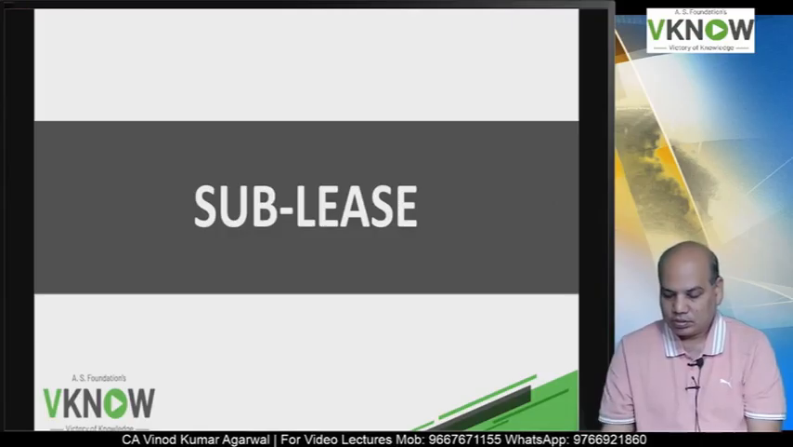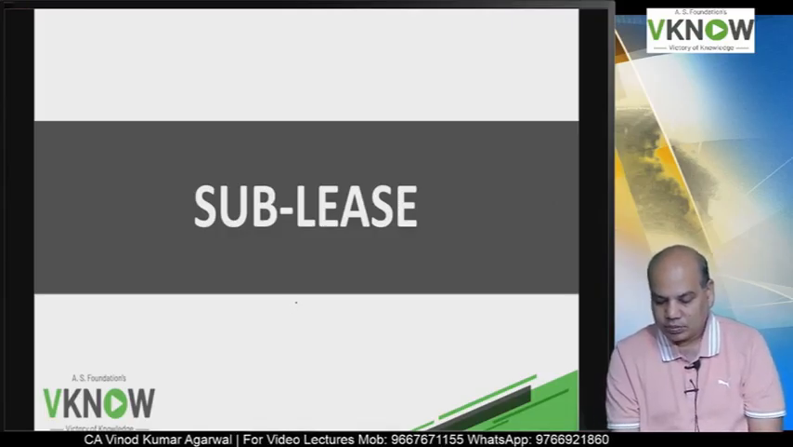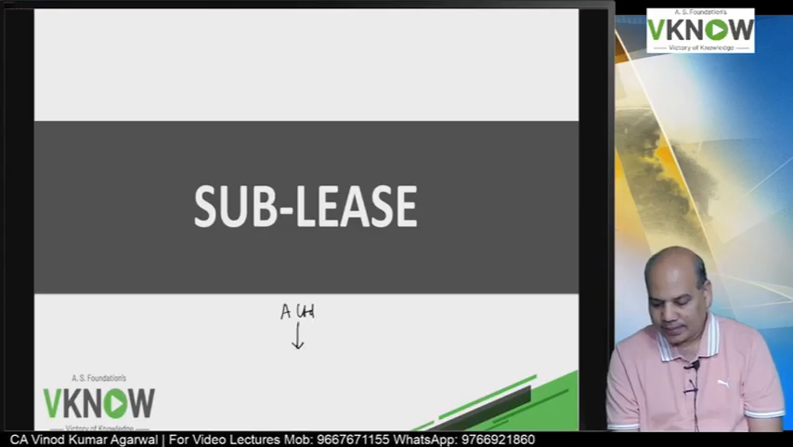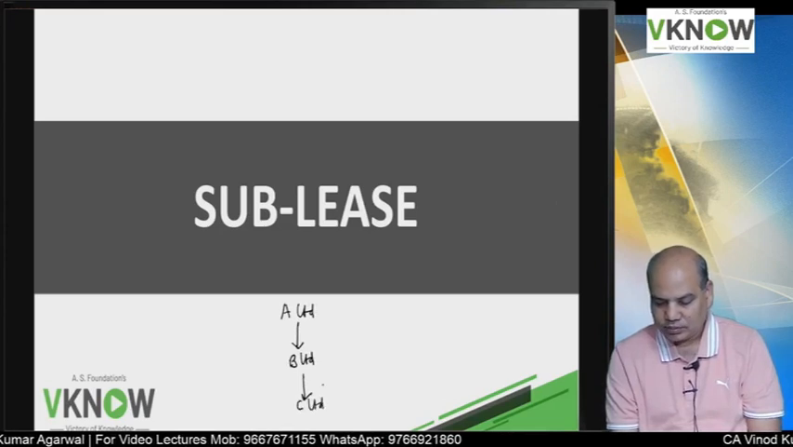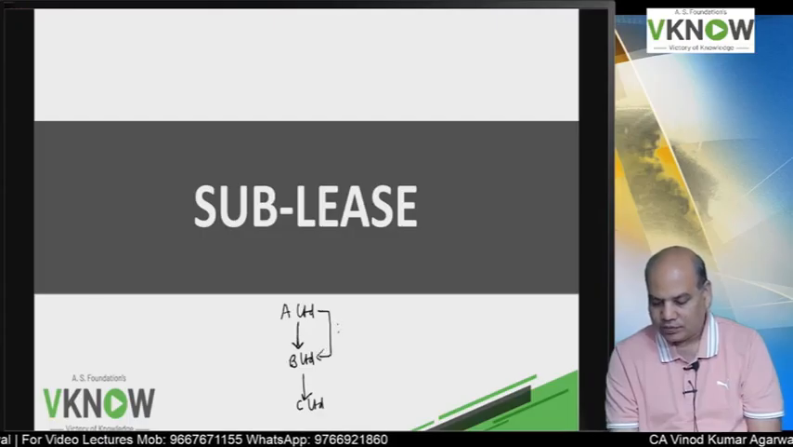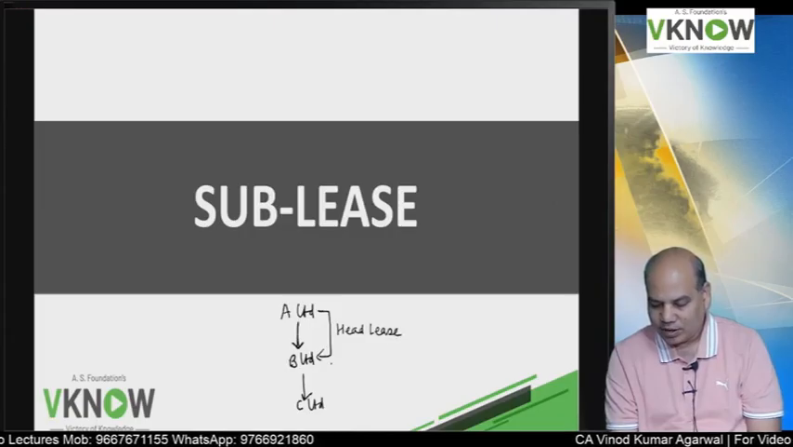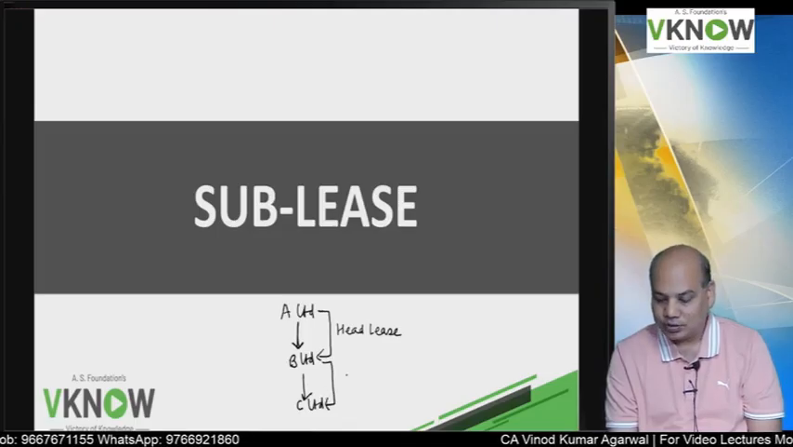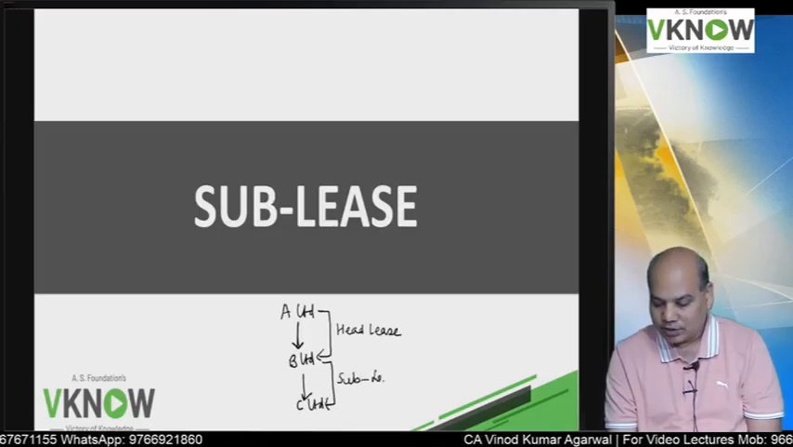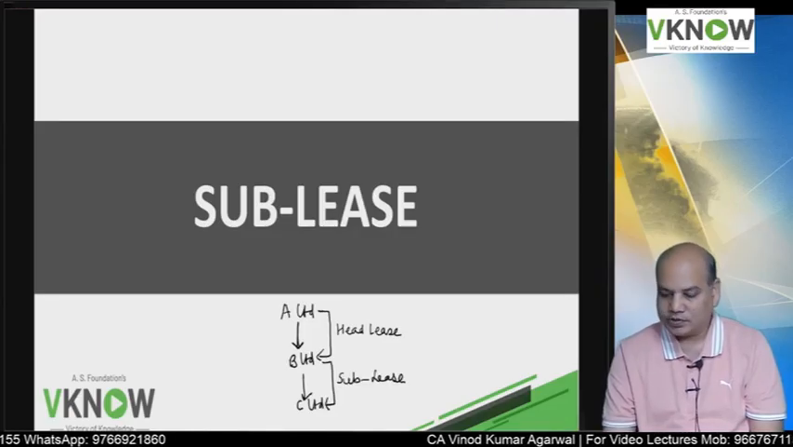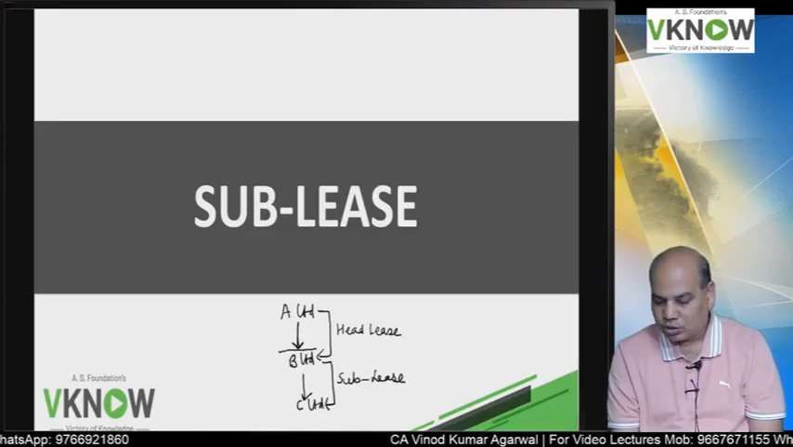Sub-lease. What is sub-lease? Suppose this is A Limited, B Limited, C Limited. A Limited gives asset to B Limited on lease. This is head lease, main lease. Then B Limited gives the asset on lease to C. This is called sub-lease. What is the role of B Limited here?